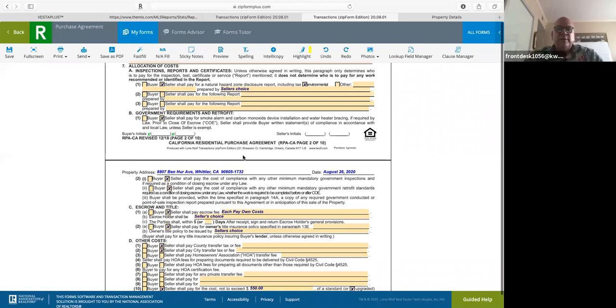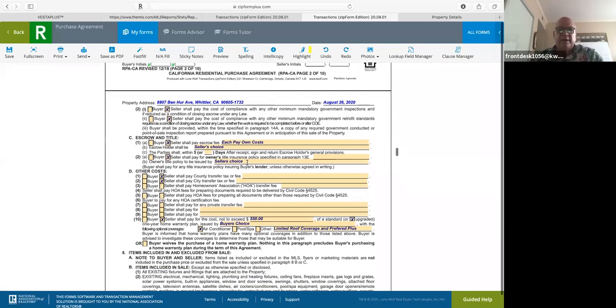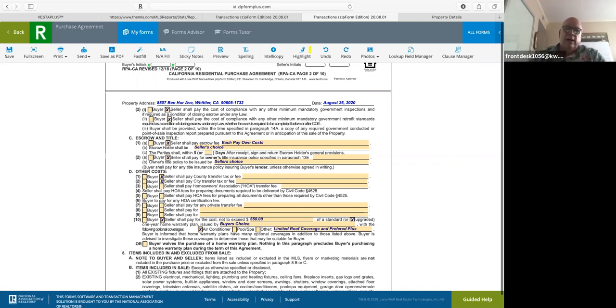So the next section is government requirements and retrofit. The first one is your basic one, smoke alarm, carbon monoxide, and water heater bracing. That's typically the seller's responsibility. Number two, the seller shall pay for the cost of compliance with any other minimum mandatory government inspections if required as a condition. So a mandatory government inspection, for example, would be the City of Inglewood pre-sale report, the City of Compton report. So that would be an inspection by the government. Whittier does not have that, so I'm going to take that off.